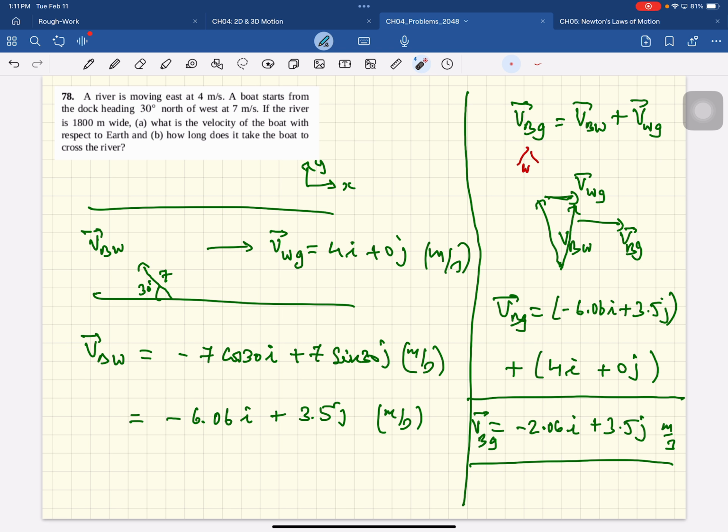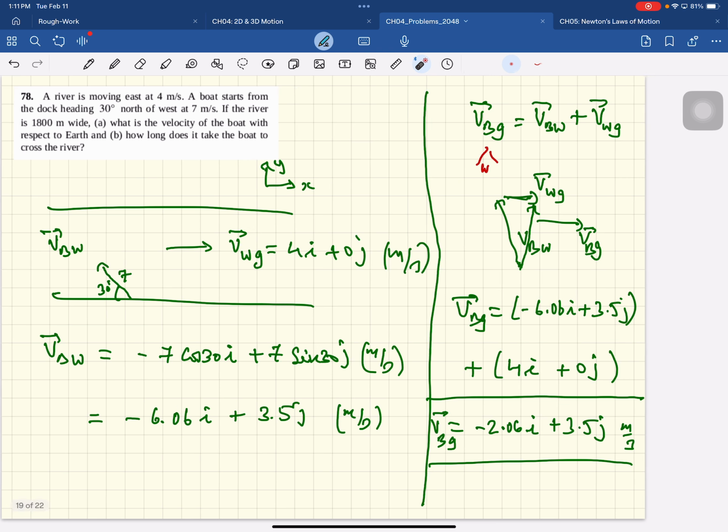So for the plane problem, velocity of the plane with respect to the ground will be velocity of plane with respect to air and velocity of air with respect to the ground. All right, so that's how you do those.